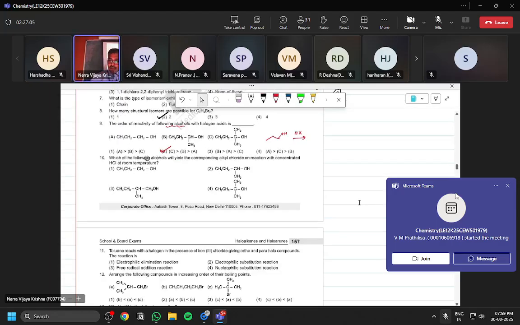Which of the following alcohols will yield the corresponding alkyl chloride on reaction with concentrated HCl at room temperature? Which one? Fourth option. It will give a precipitate immediately. Tertiary alcohols react very quickly, and we get an immediate precipitate via SN1 mechanism. Secondary alcohols after 5 minutes. Primary alcohols after 20 minutes or on heating. This is also a primary alcohol. So in these two it is not there. So answer must be option 4.